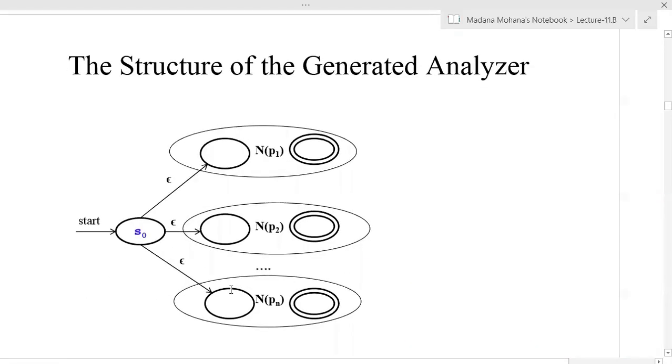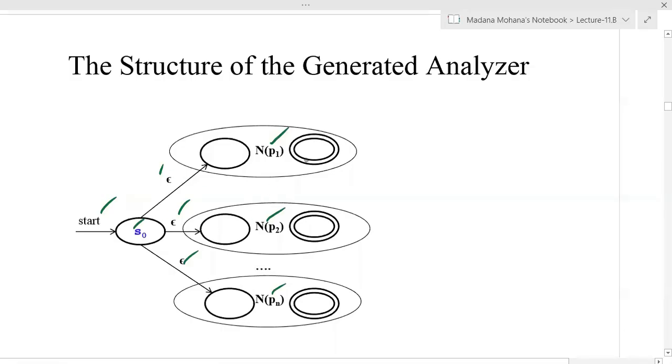This is the general diagrammatic representation of the automaton for each and every pattern. First, we take one start state, let us say S0, with epsilon transitions. Here N stands for NFA, non-deterministic finite automaton. For pattern P1, this is the NFA. For pattern P2, this is the NFA, and so on. For pattern N, this is the non-deterministic finite automaton.